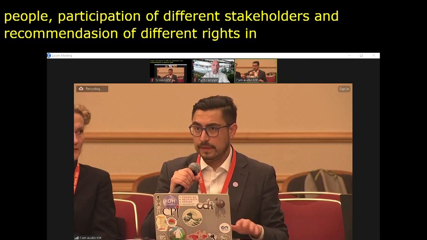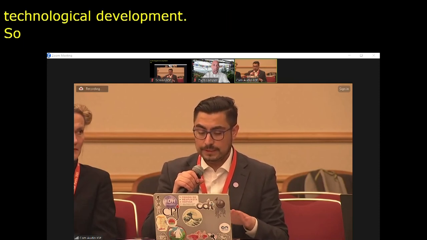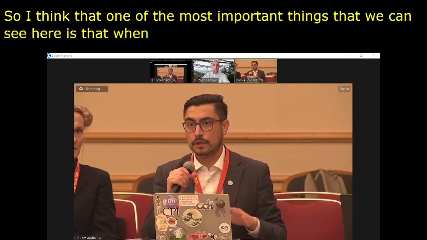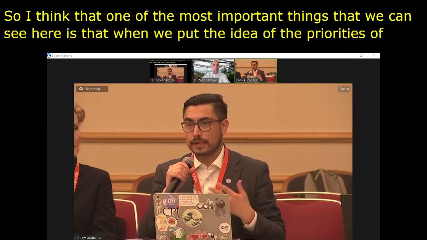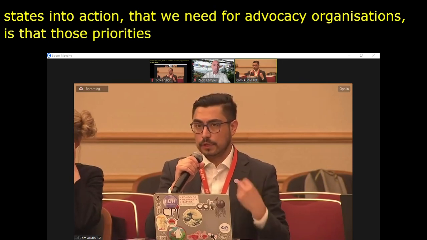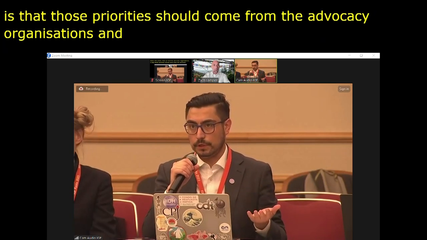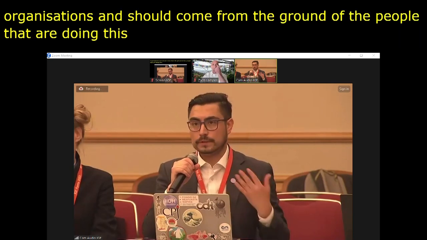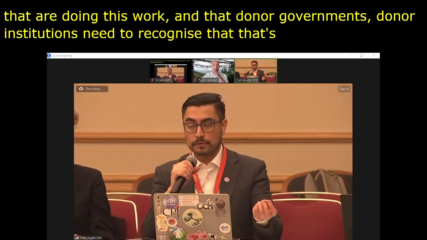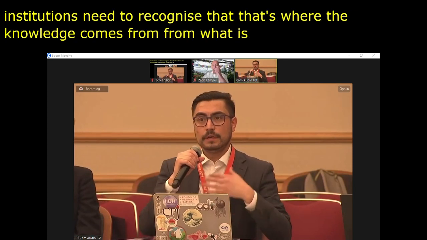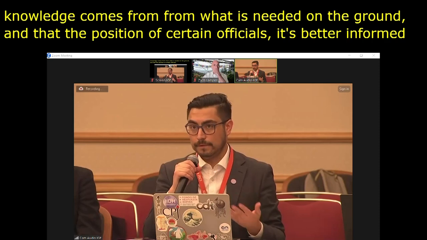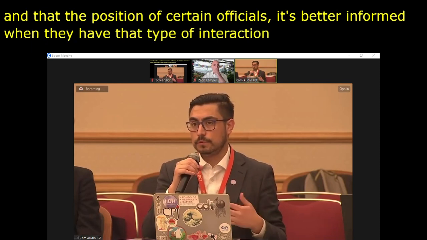One of the most important things we can see here is that when we put the priorities of states into action, what we need for advocacy organizations is that those priorities should come from the advocacy organizations and from the ground, from the people that are doing this work. Donor governments and donor institutions need to recognize that that's where the knowledge comes from about what is needed on the ground, and that the position of certain officials is better informed when they have that type of interaction and when they can foster collaboration between different stakeholders in order to promote human rights. So thank you.